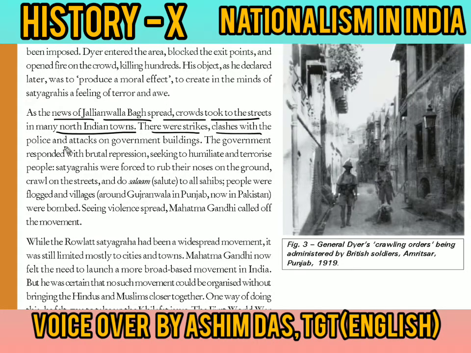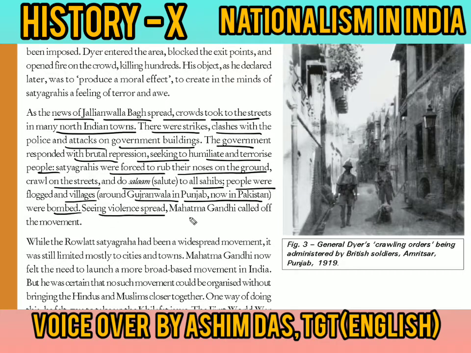As the news of the Jallianwala Bagh spread, crowds took to the streets in many North Indian towns, and there were strikes and clashes with the police and attacks on government buildings. The government also decided to go with brutal repression, and they decided to humiliate and terrorize the people, to make them think that they should not fight against the government. So the Satyagrahis were forced to rub their noses on the ground, crawl on the streets, and salute all the sahibs and the British officers, and people were flogged. Flogged means beaten with a thin whip. They were beaten, and villages around Gujranwala in Punjab, now in Pakistan, were bombed.